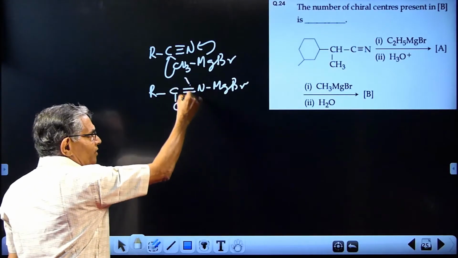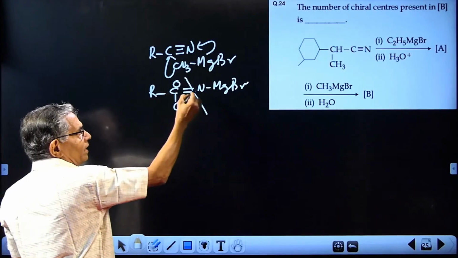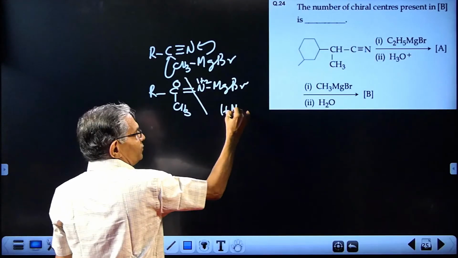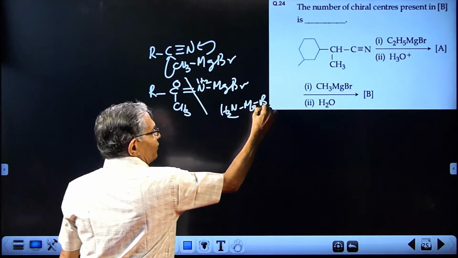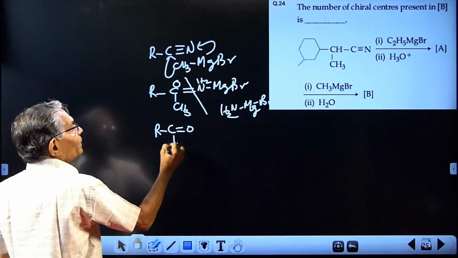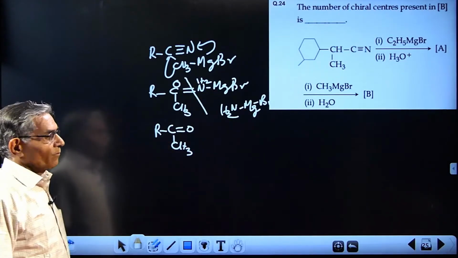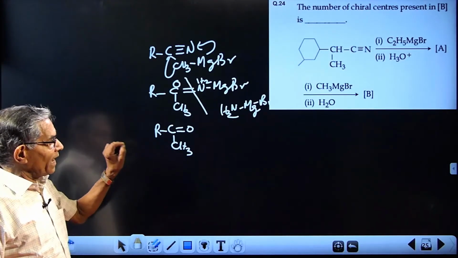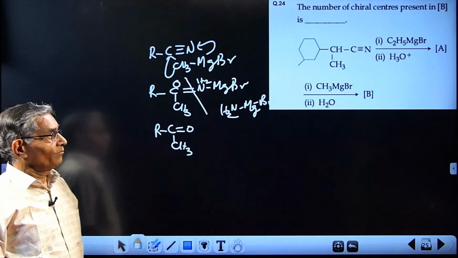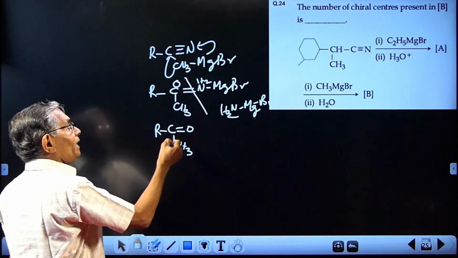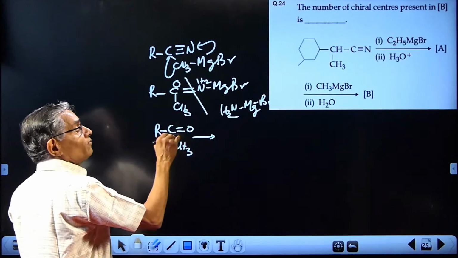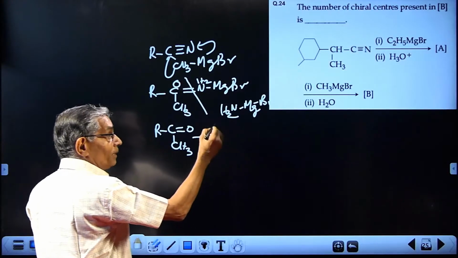And on hydrolysis, oxygen will be coming over there, hydrogen will be there. So this part becomes H2N MgBr, that is not required for us. But the other part is a ketone. That is the most important point. Whenever an alkyl cyanide reacts with a Grignard reagent, it will be converted to a ketone. And next, a ketone can again react with a Grignard reagent, and the final product obtained will be a tertiary alcohol.